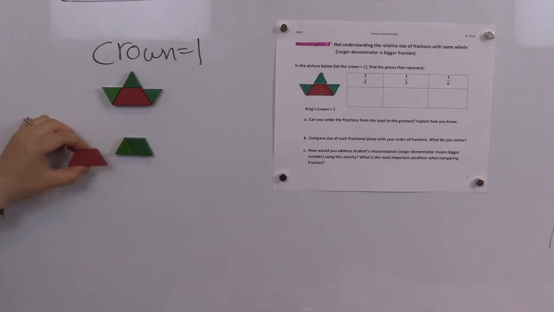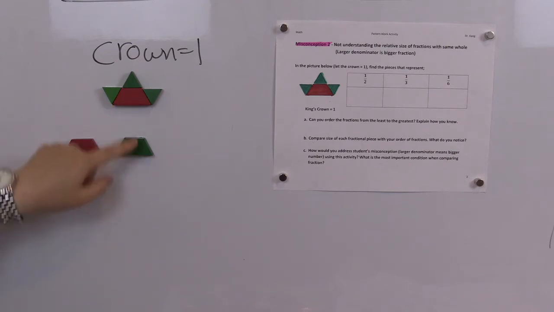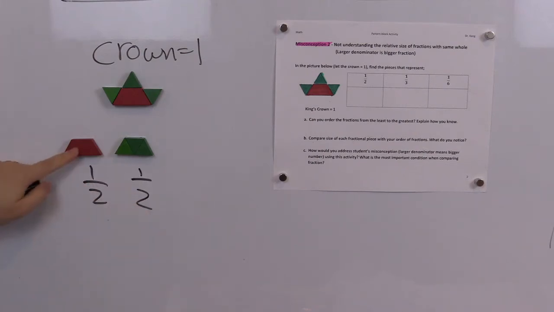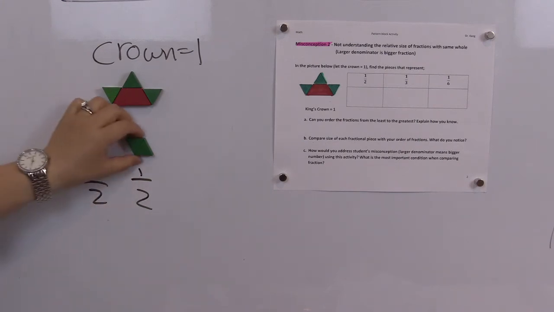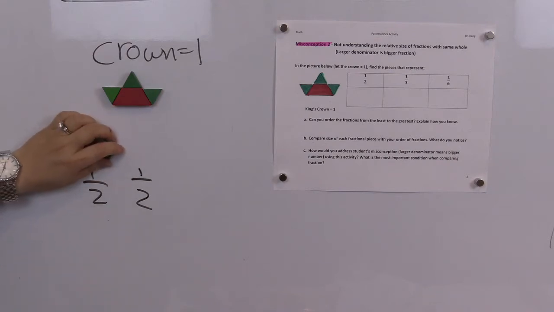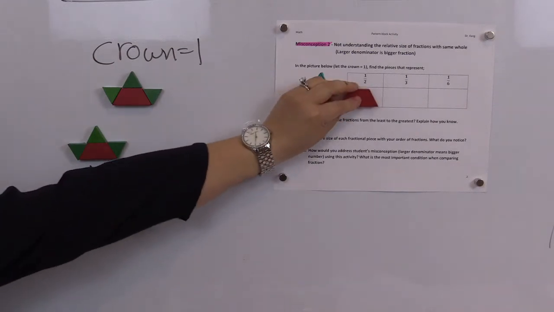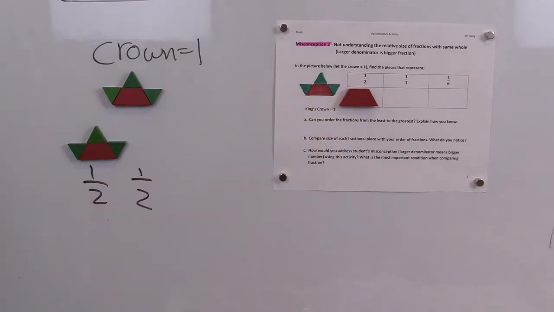They're the same in size. If I put it on top of here, they're the same. So I know that I can replace this one in here, then here. So I know that this is my 1/2, and this is my 1/2, and this plus this is going to be my 1 whole, right? So I know that my 1/2 is going to be a trapezoid.